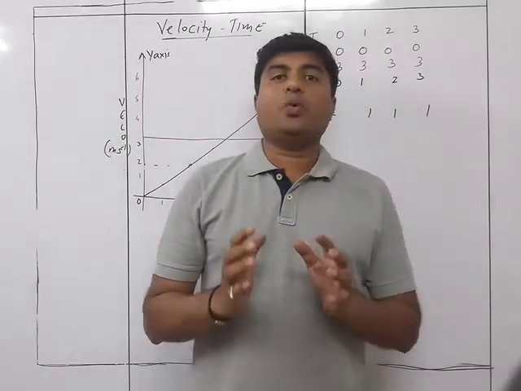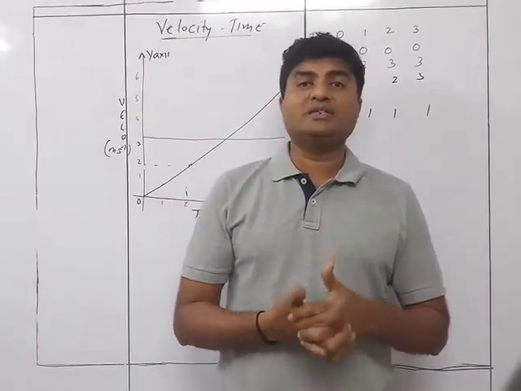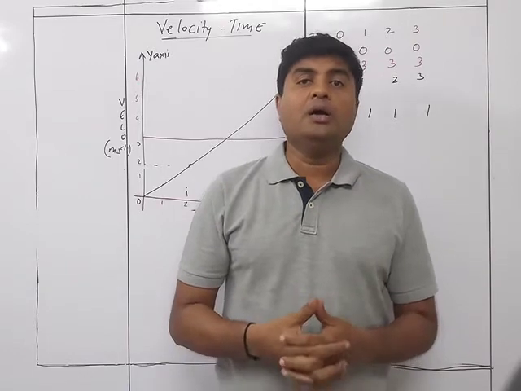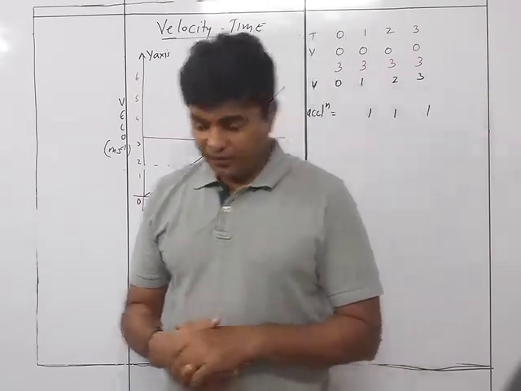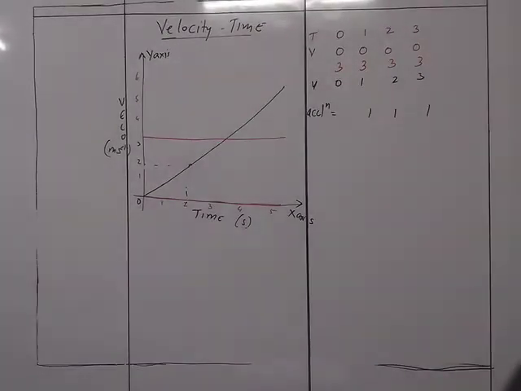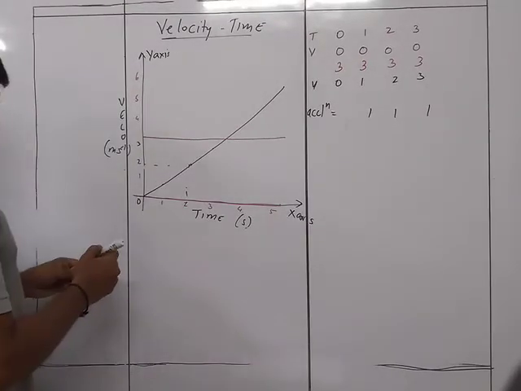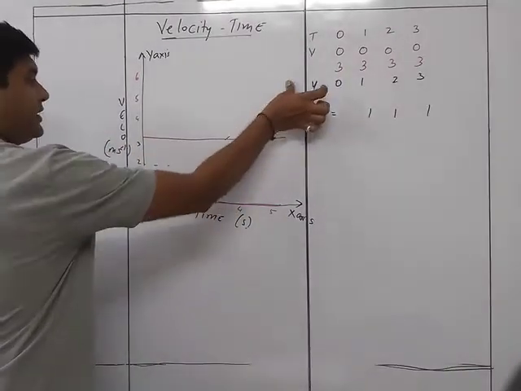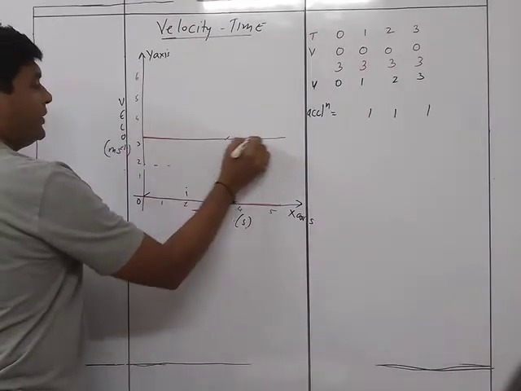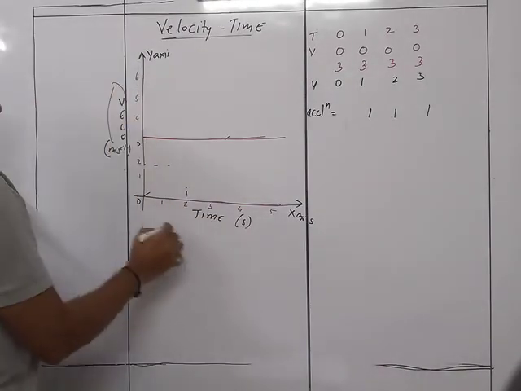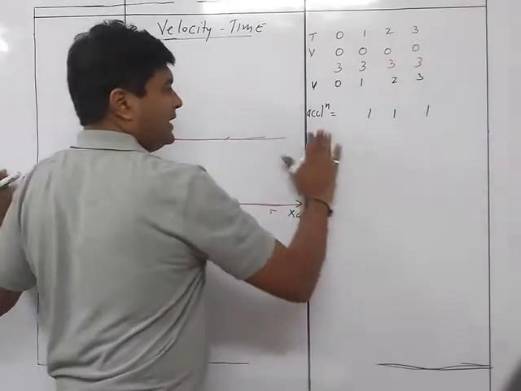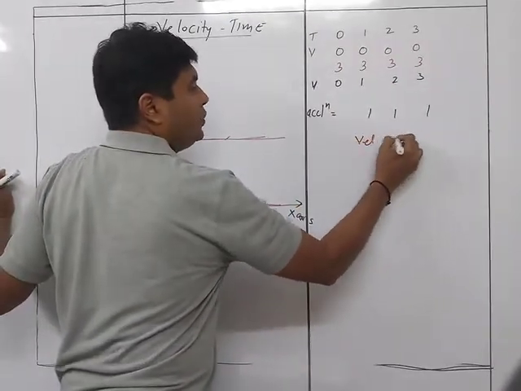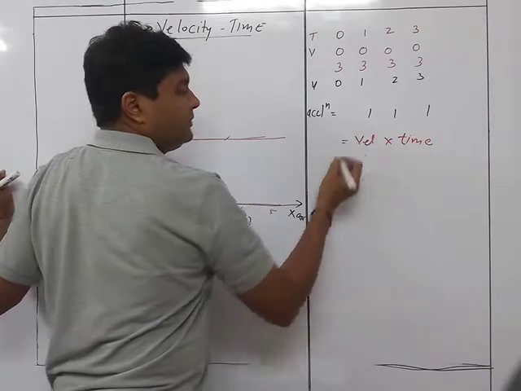Now let's see what different things we can understand or find out from a velocity time graph. Suppose we take this particular graph, the red one. Let's erase the next one, we'll draw it again later on. If I take this particular graph, I know this is velocity and this is time, and I also know a formula that velocity into time is going to give me something. What is that?